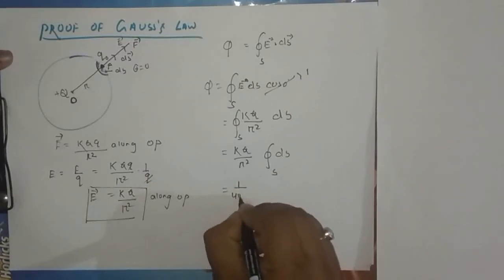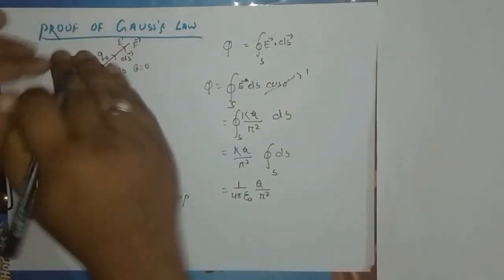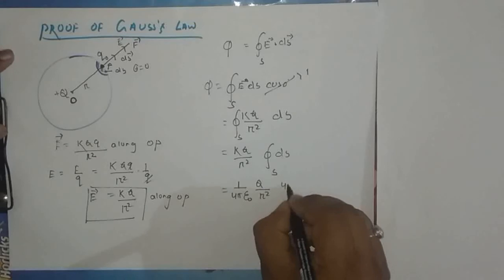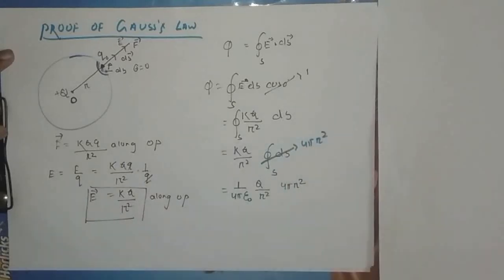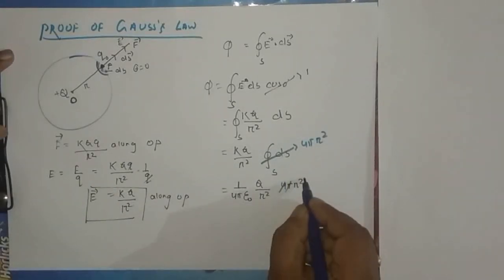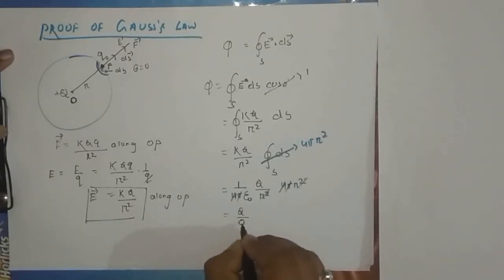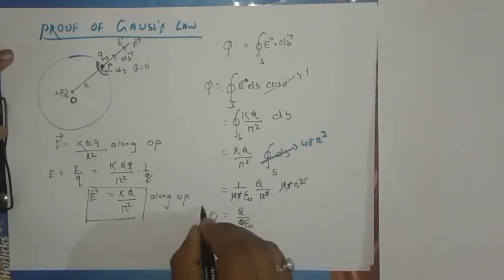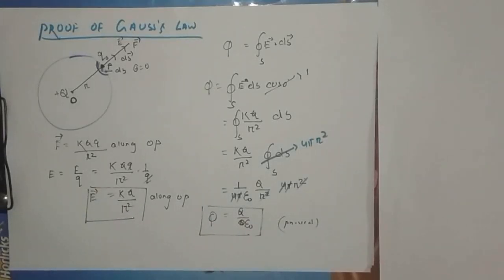K value is 1 by 4 pi epsilon naught, Q by R square. The surface integral of ds, meaning the surface area of the sphere, is 4 pi R square. So 4 pi R square cancels with 4 pi R square. The remaining part is Q by epsilon naught. So the flux we got is Q by epsilon naught. Now the next task is the reverse: how can you get Coulomb's law? It is your task. Check, solve, and try to solve some problems. Thank you.